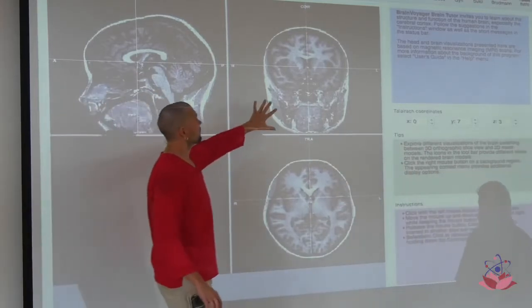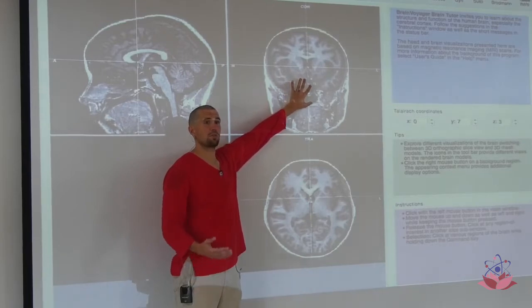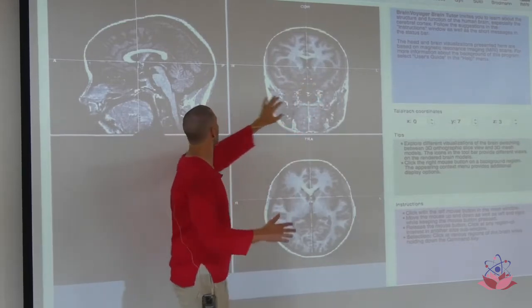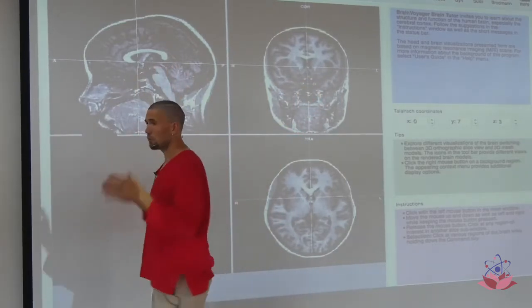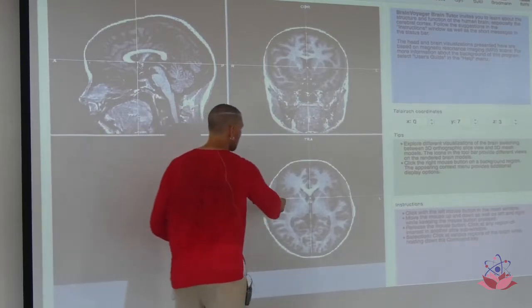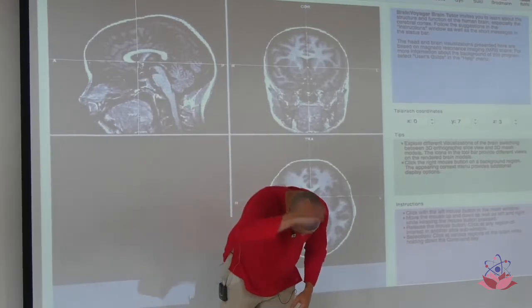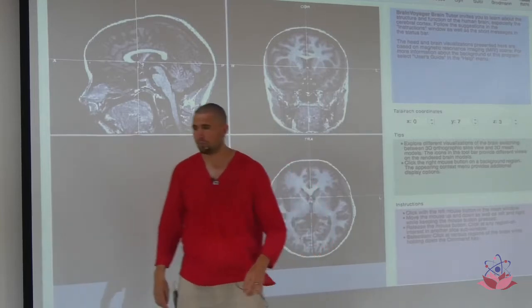So this is going to be images of the brain as though it were facing you. This will be images of the brain as if it were turned to the side, and this will be images of the brain as if you were looking at it from the top down.